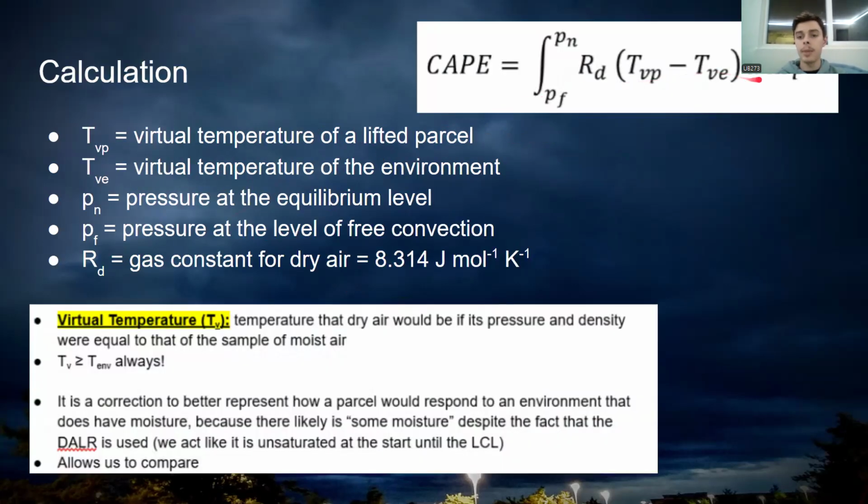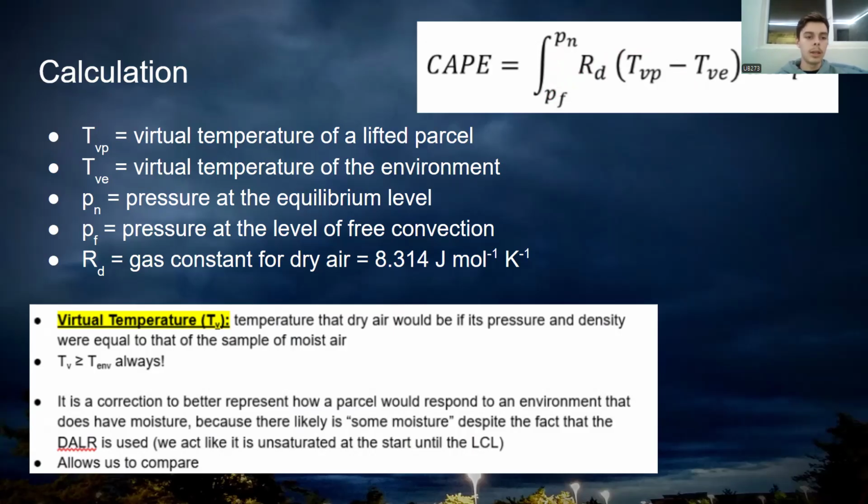Now, here's how CAPE is actually calculated. It's an integral, which, if you know your calculus, you will know is associated with area under a curve. An integral like this, from a starting point to an ending point, is going to help us calculate a specific area. And here's what these different variables mean.